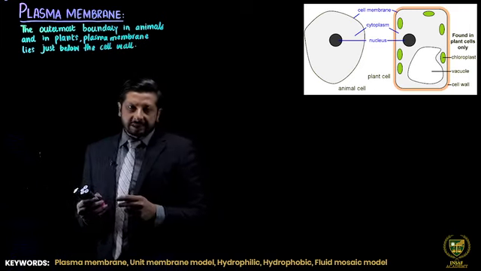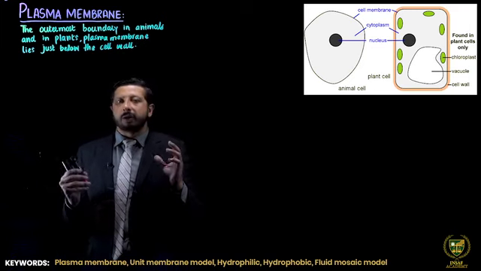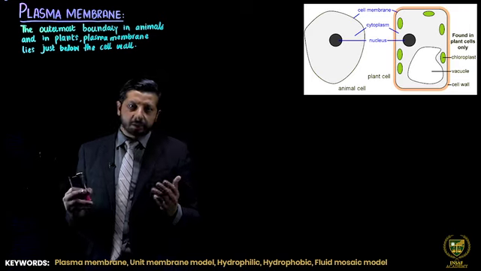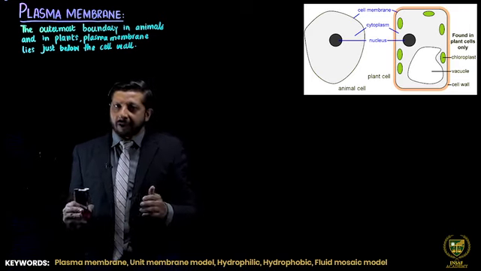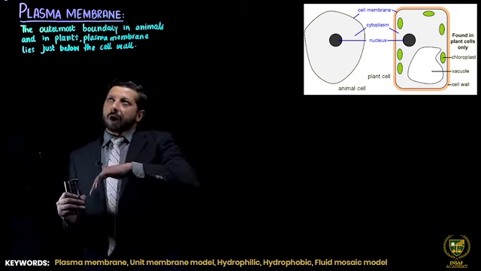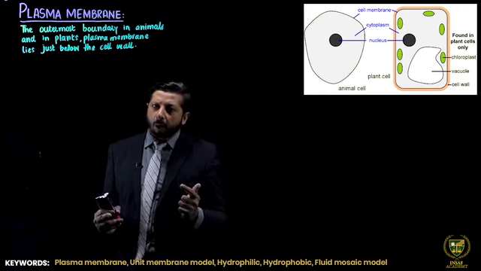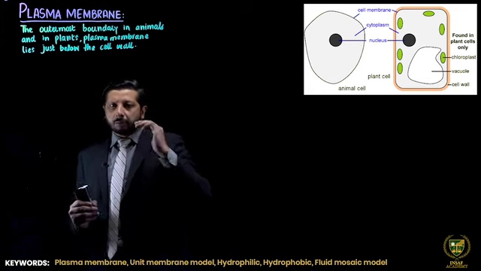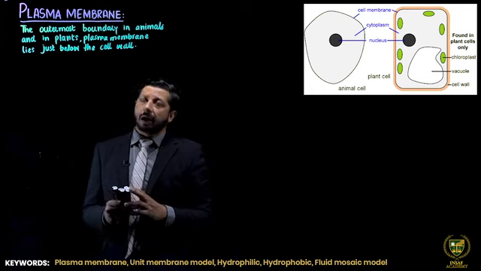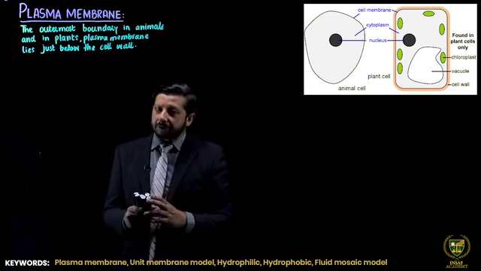Clear? So the plasma membrane serves as an outer covering, especially in animal cells, because animal cells do not have a cell wall, which is why the plasma membrane is their outermost boundary, whereas in plants the outermost boundary is the cell wall, and the plasma membrane lies just below the cell wall. Clear? The outer membrane, the plasma membrane.